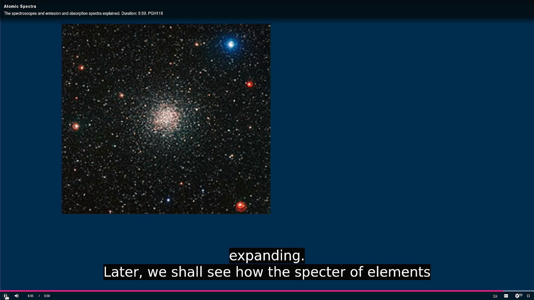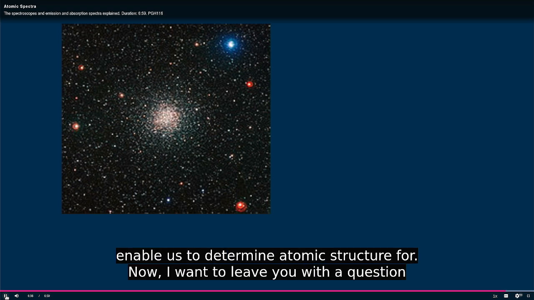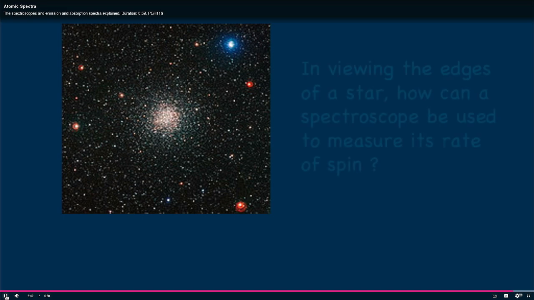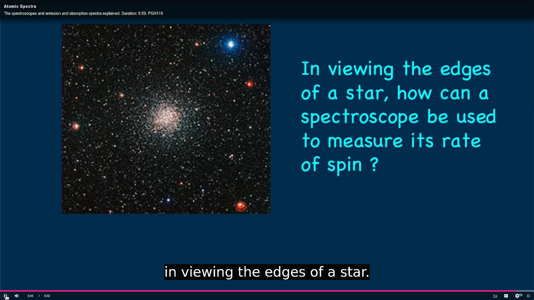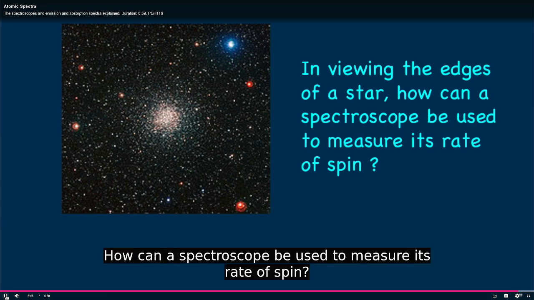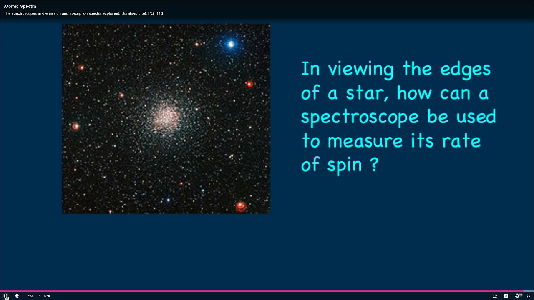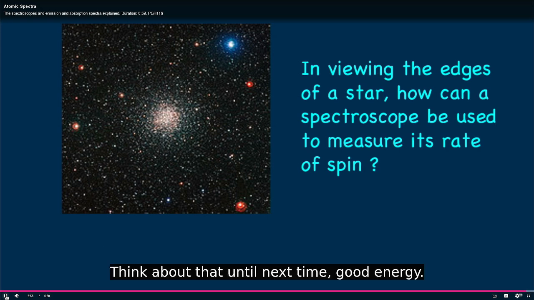Later we shall see how the spectra of elements enable us to determine atomic structure. For now, I want to leave you with a question. In viewing the edges of a star, how can a spectroscope be used to measure its rate of spin? Think about that. Until next time, good energy.